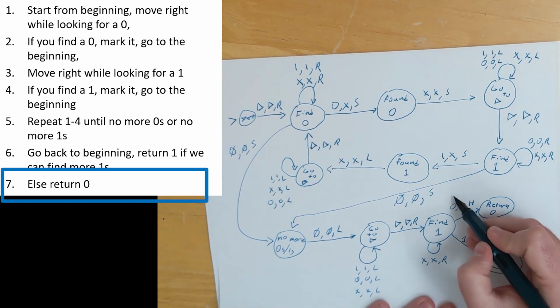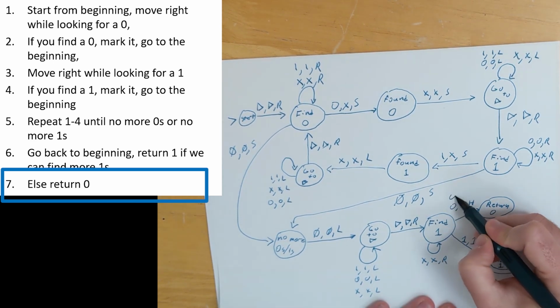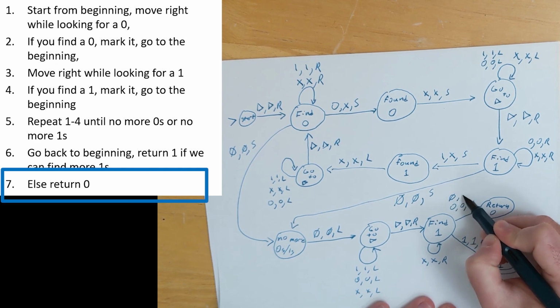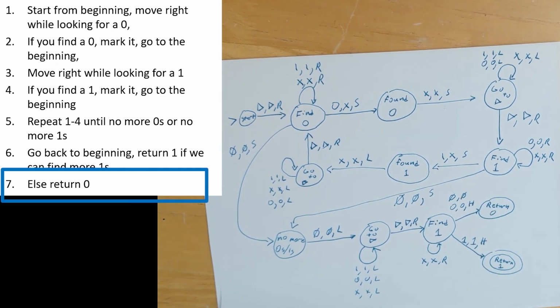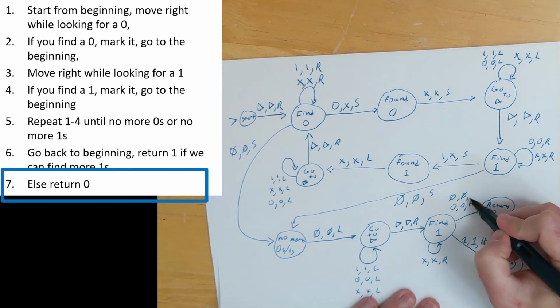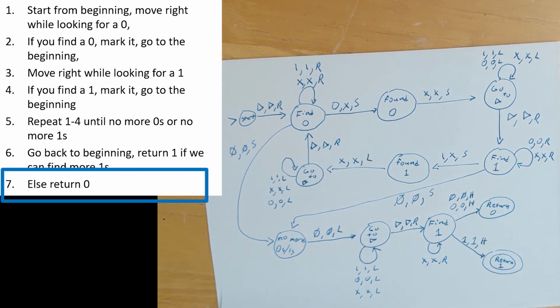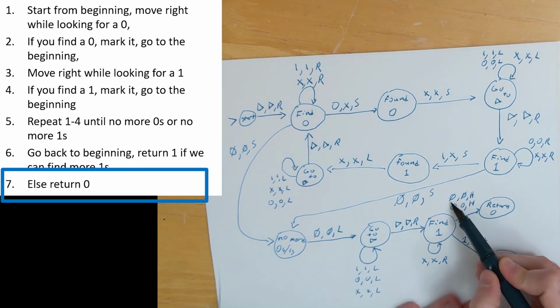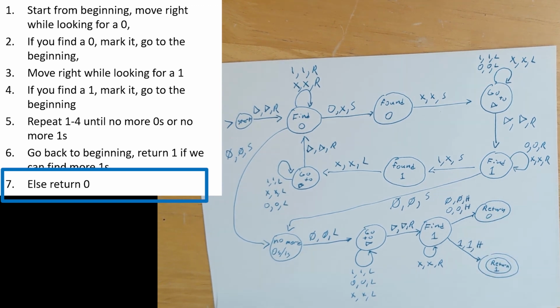Similarly, if at this point, while trying to find a 1, I notice only marked off characters, so I get to a blank, meaning everything was a marked off character, then at this point, I knew that there were going to be the same number of zeros as 1s. So I'm going to halt and return a 0, because majority required there to be strictly more 1s than there were 0s. A tie does not work here. So we halt and reject or return 0 by transitioning to this state.